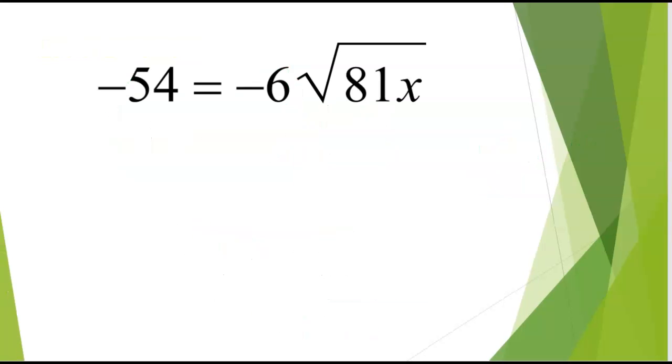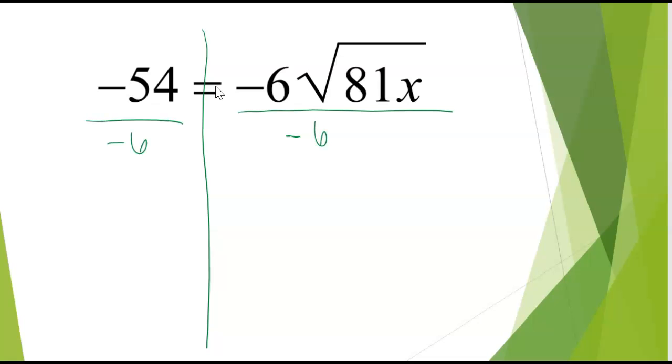Okay, let's try this one. You can see that here we have a division or a multiplication first, so we're going to divide first to get rid of this negative 6, correct? Divide both sides by negative 6. 54 divided by negative 6 is positive 9. And now we got rid of this negative 6, so we got the square root of 81x, correct?